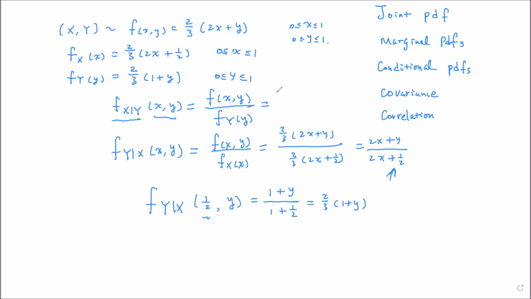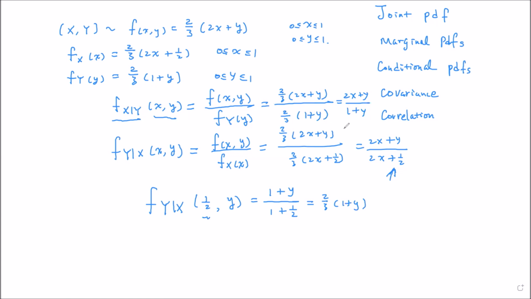Okay, and similarly, we have this conditional density. You have 2/3 of 2x plus y. So that is the joint PDF, and then we have the marginal with respect to y, 2/3 times 1 plus y. So I have 2x plus y over 1 plus y. Again, both x, y are greater than or equal to 0, less than or equal to 1.